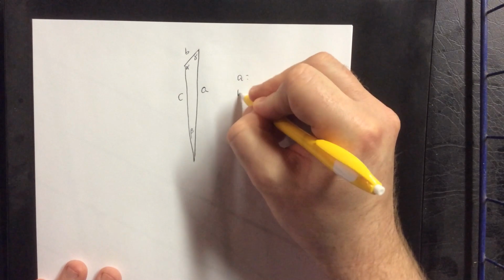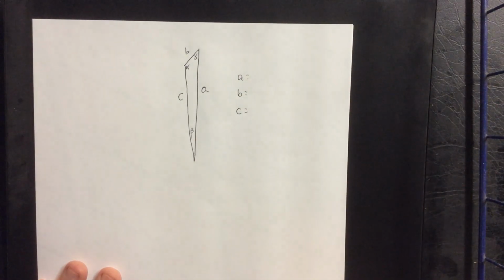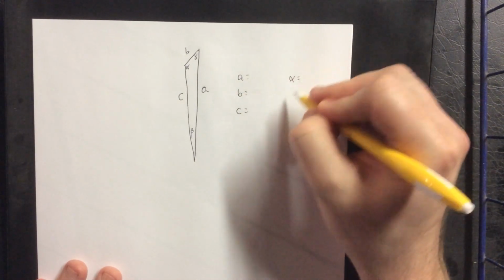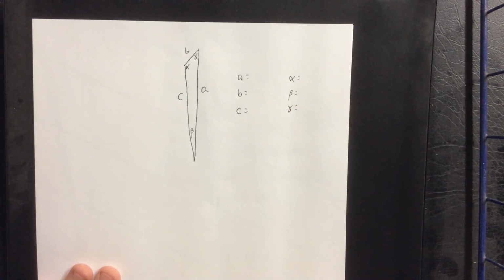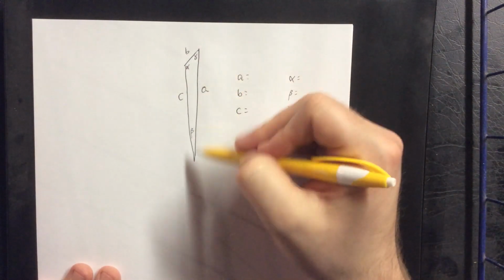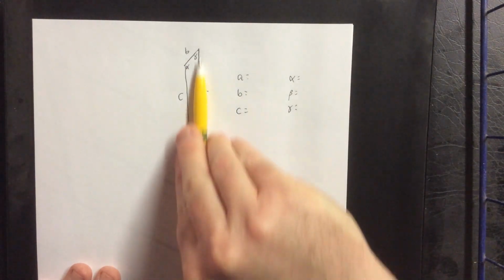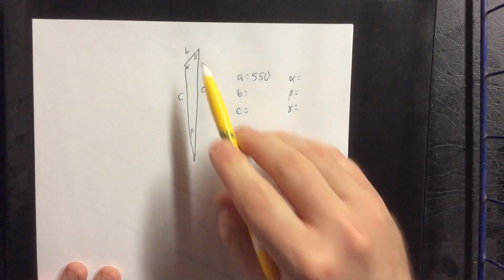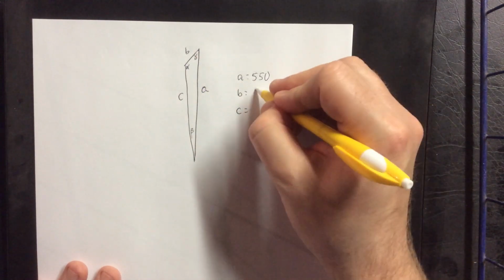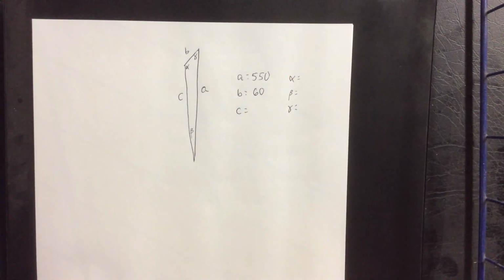In fact, I'm going to copy down my final answer right now. A, B, C, alpha, beta, gamma. In the context of the problem, here are things that we know. A represents the vertical side. That was the plane traveling true north. That side was 550. B was the wind vector. That side was 60 miles per hour.